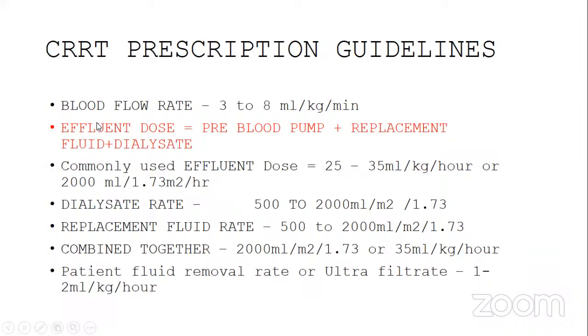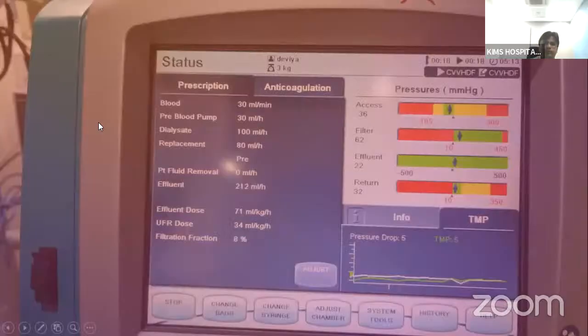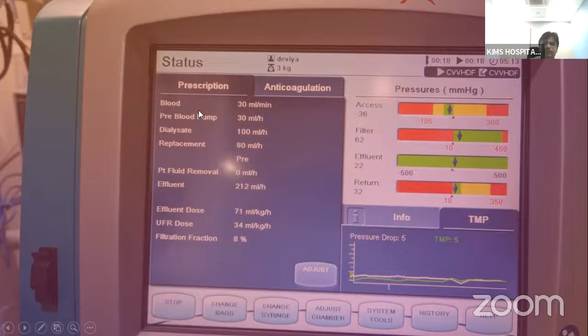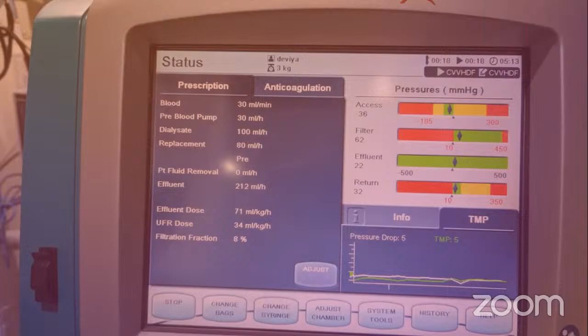Okay, this is the CRRT prescription. If we see the machine, this is the communication unit, and the following parameters can be set. Usually we target a blood flow rate between 5 to 8 ml per kg per minute, and sometimes, depending upon the hemodynamic status, we can consider going up to 10 ml per kg per minute.